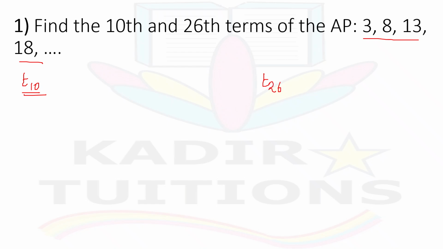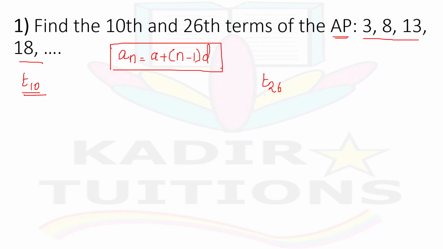But in an AP, in arithmetic progression, if you want to find any particular term, which formula can we use? So we can use an = a + (n - 1) d. This is the formula for finding a particular term in the arithmetic progression. Now we can first find what is a. Over here in this formula, what is a? It is the first term. So in the given AP, what is a? It is 3. And what about d?